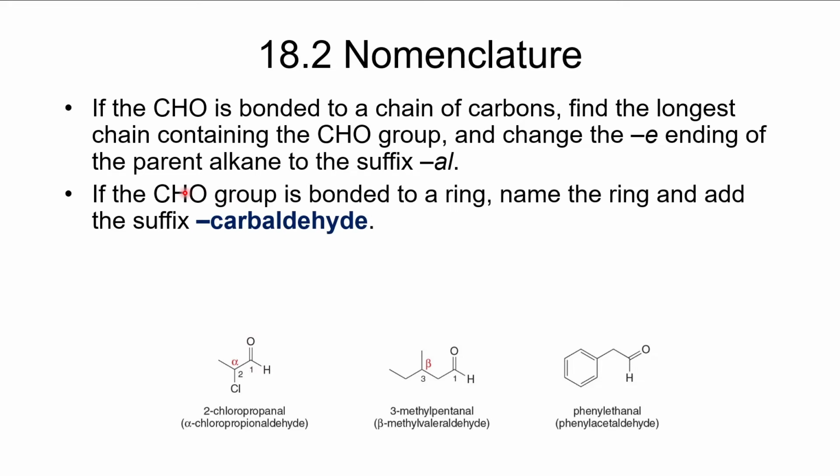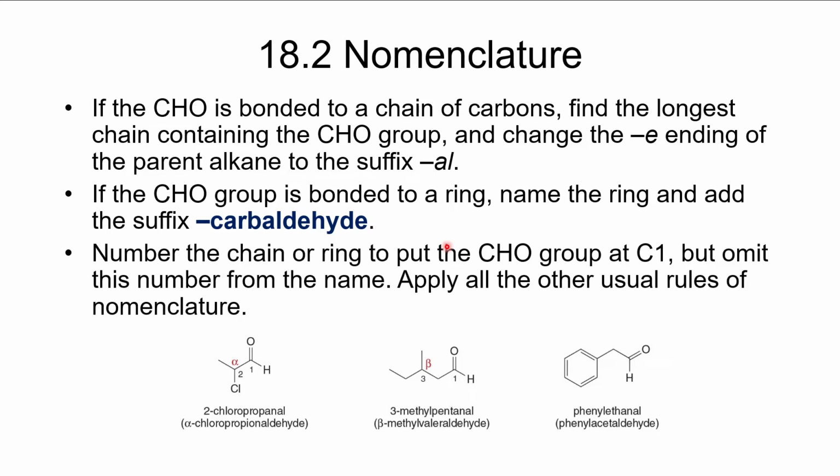If you have a CHO group, which is the aldehyde functional group, and it's bonded to a ring, then we're going to name the ring and then just add the word carbaldehyde to the end. So for example, if we had a carbonyl on a cyclohexane ring, we would call it cyclohexane carbaldehyde.